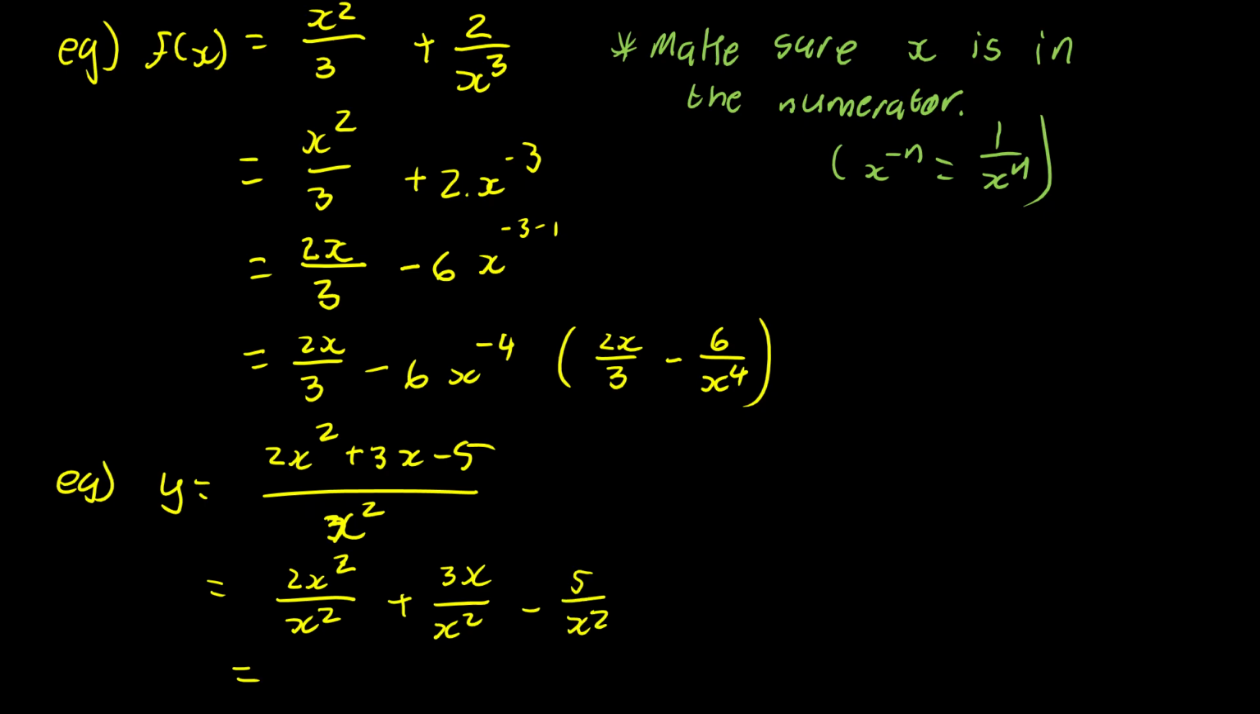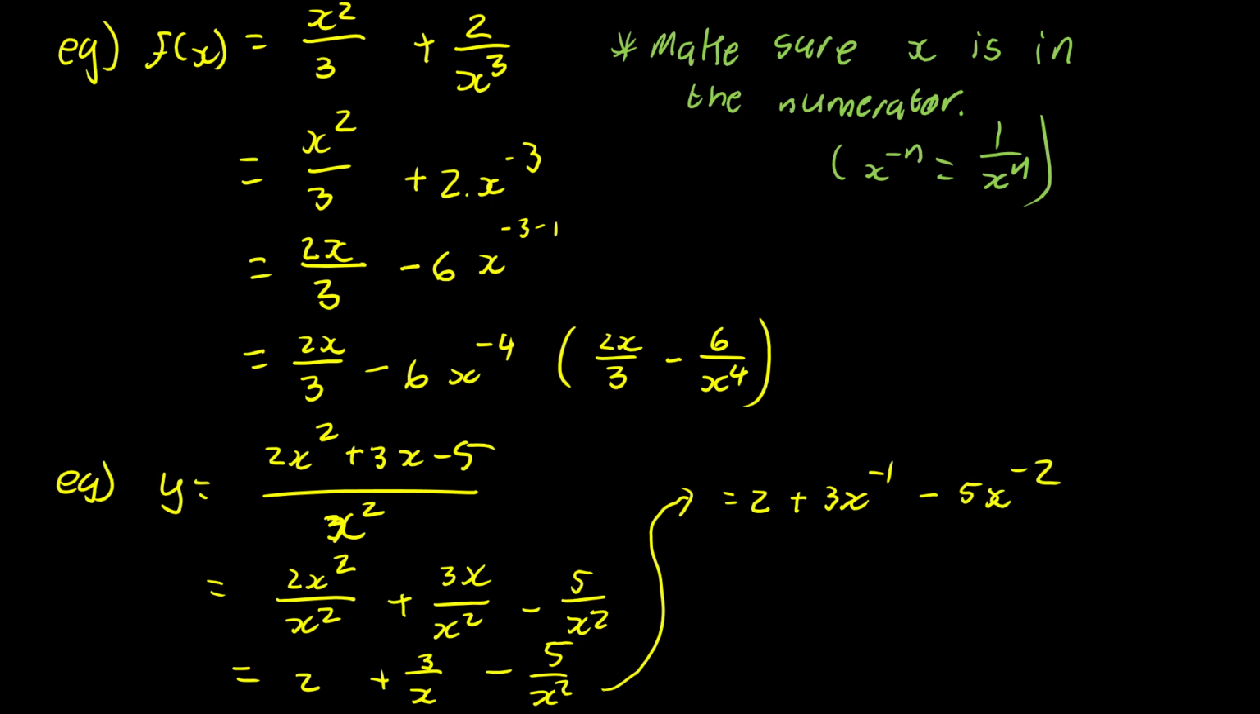And then we can simplify, so this just becomes 2 plus 3 over x minus 5 over x to the power of 2. And then we go back to the previous example where we get all of the x's in the numerator. So this is the same as 2 plus 3x to the power of negative 1 minus 5x to the power of negative 2. We apply our rules of differentiation. So I'm finding dy/dx now.